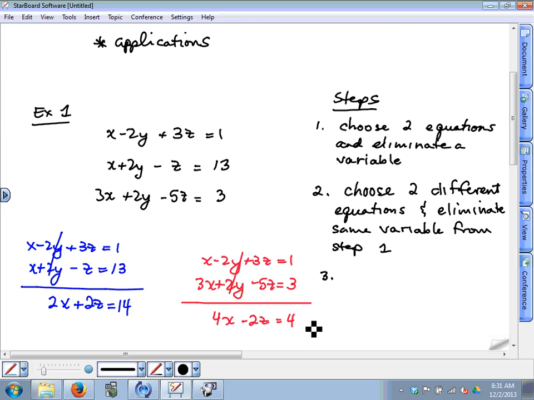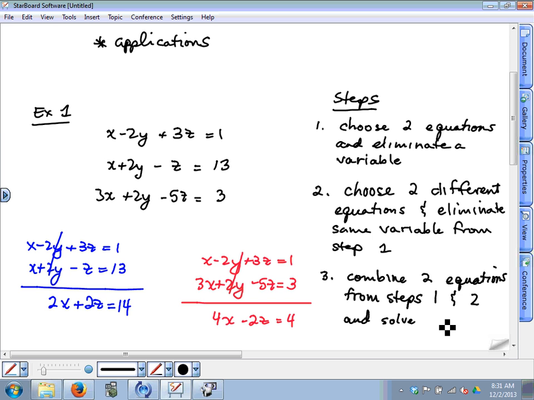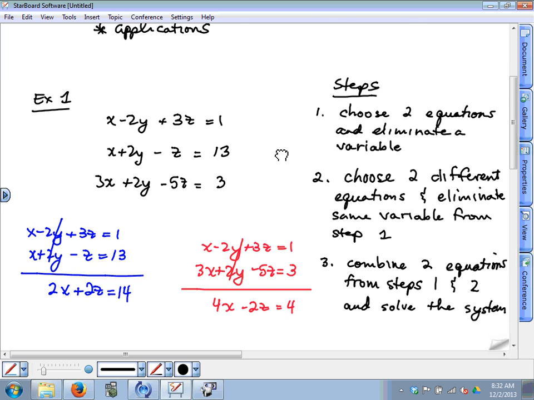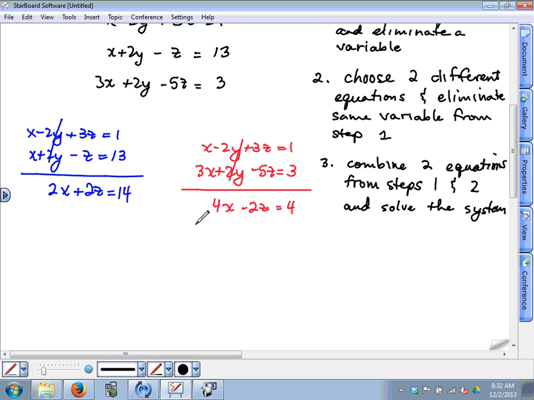Now step 3. Combine the two equations from steps 1 and 2 and solve the system. So from step 1 we had something in terms of x and z. From step 2 we had something in terms of x and z. Combine them and solve the system for x and z. Once you know x and z, you can go back and find y.